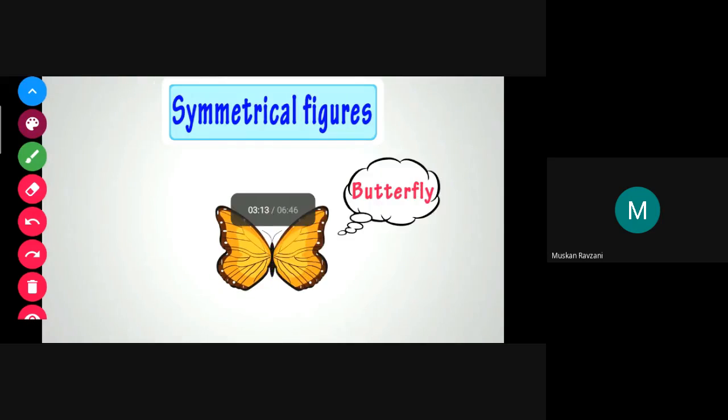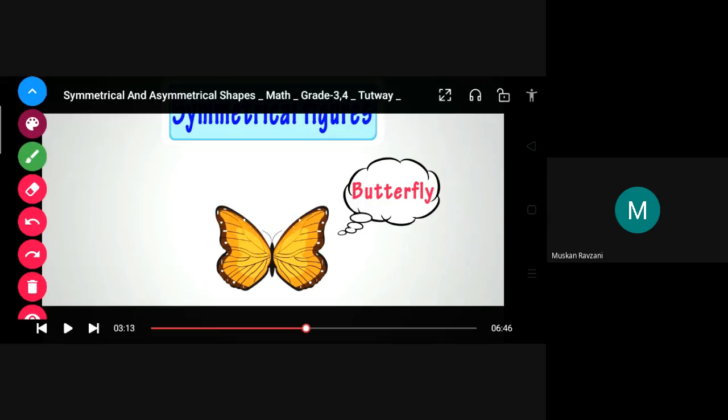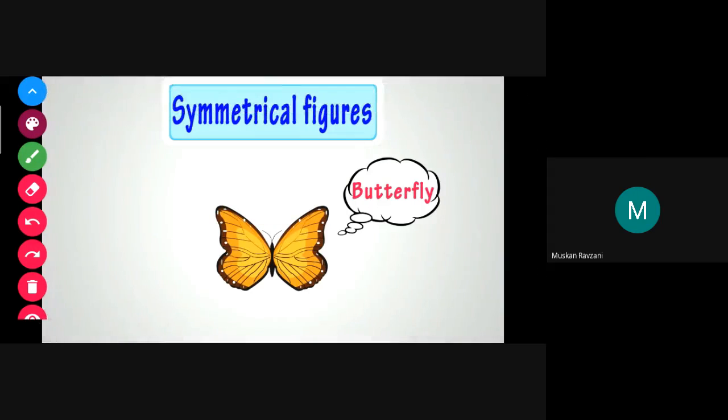Now they are showing different objects, butterfly and all. In the textbook also some objects will be given. We can't cut or divide the butterfly, but we just have to think whether it has a line of symmetry or not.